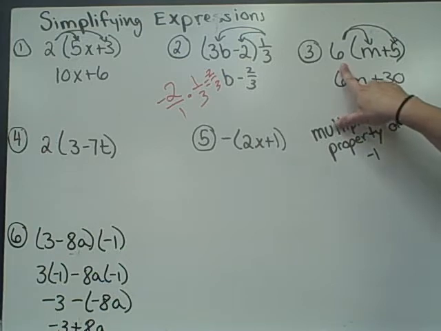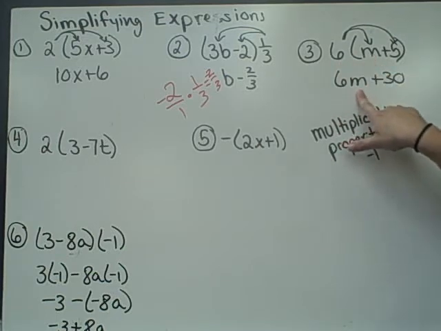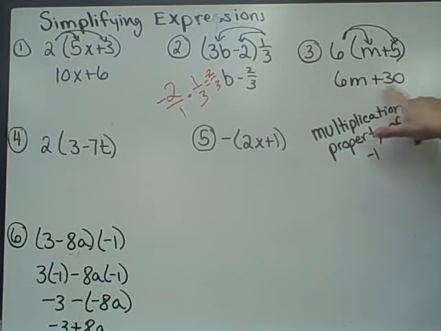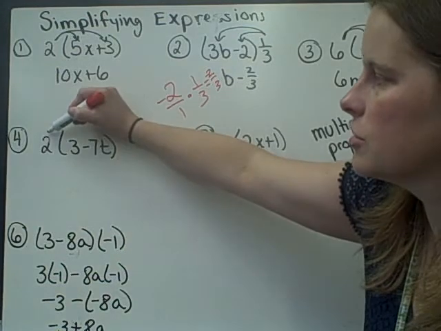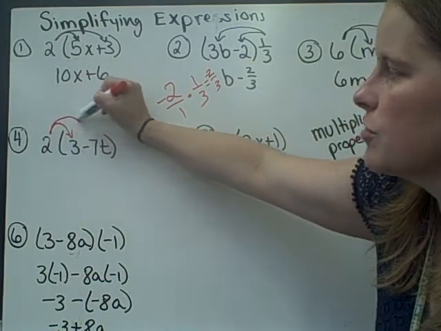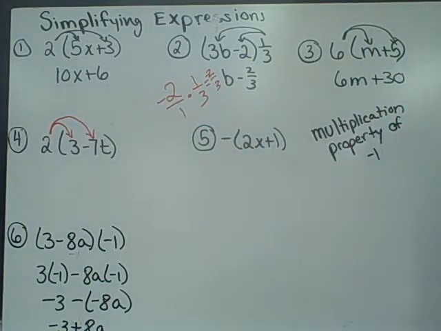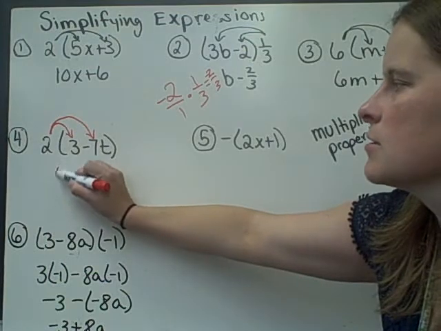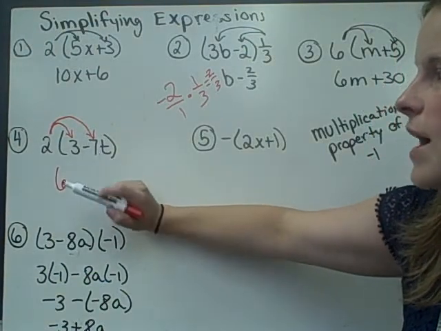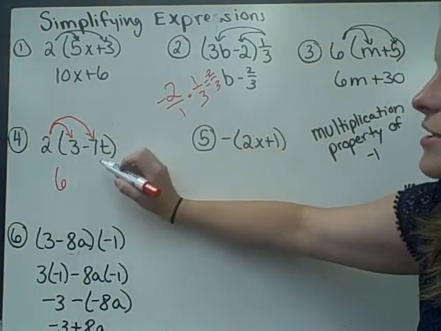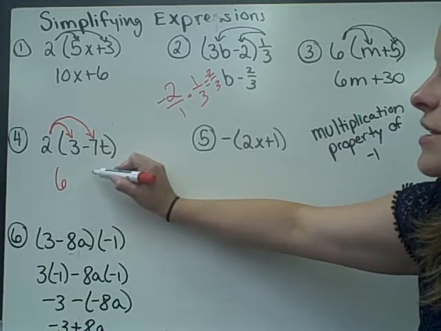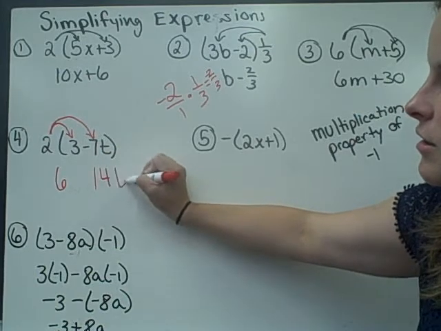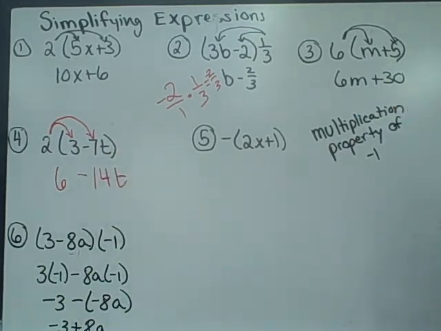Over here, we did the same thing. We multiplied the 6 in. 6 times m is just 6m. And 6 times 5 is just 30. So we would have 6m plus 30. Down here, the 2 is going to be multiplied in, or distributed, into the parentheses. 2 times 3 is 6. Keep in mind that's a minus sign, so 2 times 7t would be 14t, and it would be minus 14t.